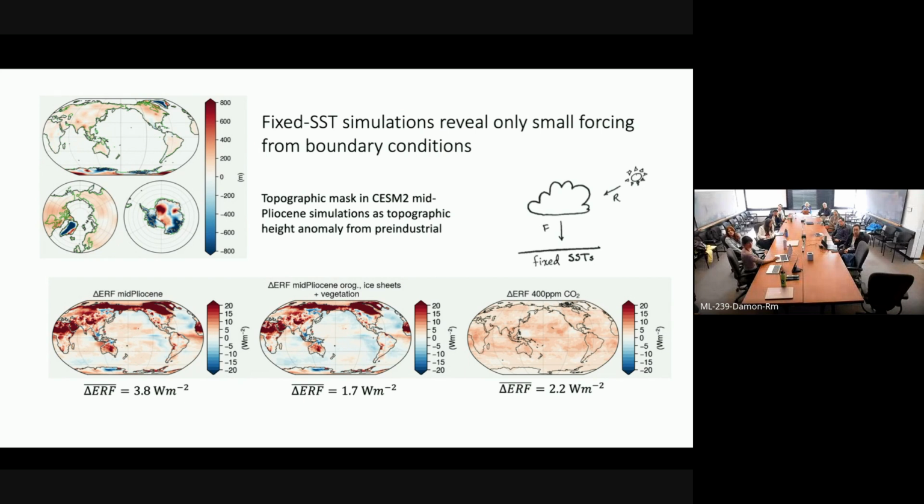Interestingly, we do get some negative radiative forcing here. The positive radiative forcing from these land surface changes stands out the most, but we also get slight negative forcing over the oceans. And we find that those are associated with low cloud changes.